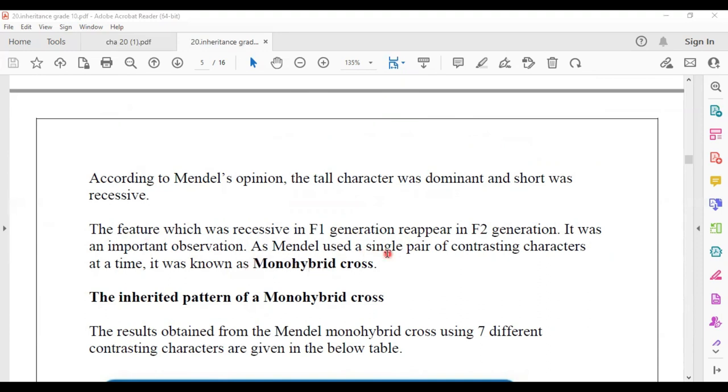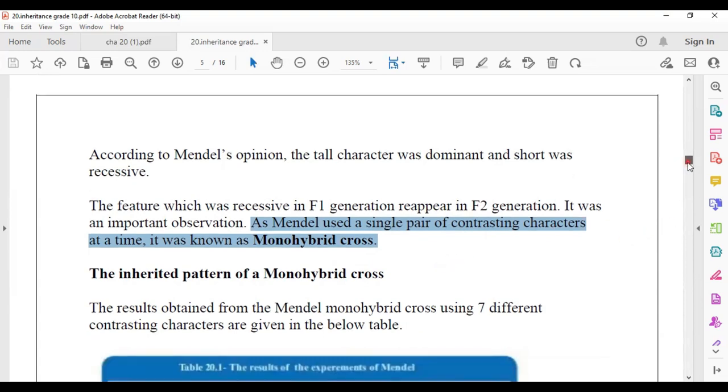As Mendel used a single pair of contrasting characters at a time, it was known as a monohybrid cross. You should remember this part. What is the monohybrid cross? Using a single pair of contrasting characters at a time. He had not used all the 7 characters at the same time. He used only a single pair at one time. We call it a monohybrid cross.